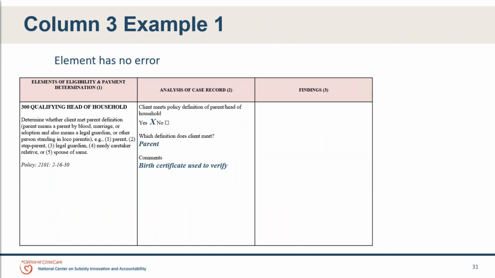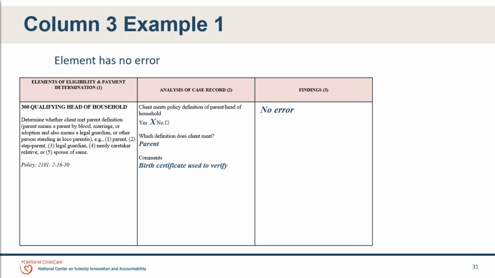So for these examples, just a heads up, we don't have a column 4 here. We're just going to be looking at columns 2 and 3. In our first example, we have element 300 and there's no error. Let's take a quick look at column 2. The client met the definition of parent and the reviewer used the comments box to record what documentation was used to verify. So in column 3, the reviewer simply recorded that no error was found.